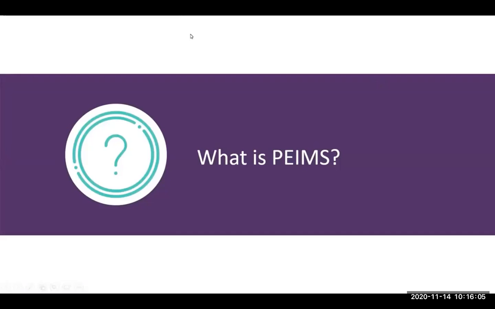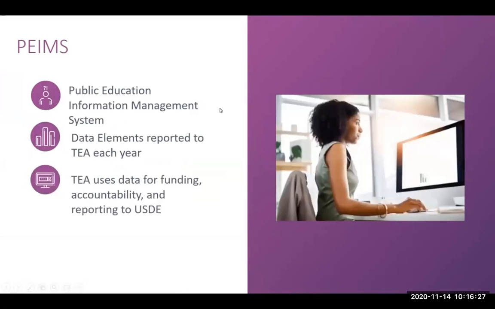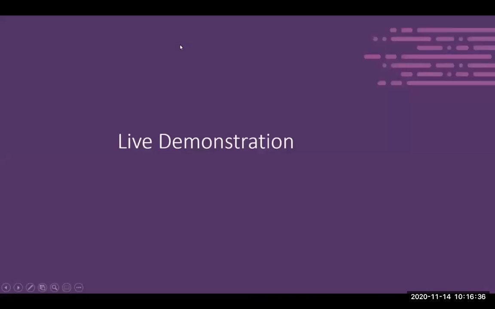Okay. First, yeah, you can just click. So everybody, this is Tiffany. I'm going to be doing this part of it. So let's first go through a quick review of what is PEIMS. PEIMS stands for Public Education Information Management System. It's a way that the data elements are reported to TEA each year. And then TEA is going to take that information used for funding, accountability, and reporting and report that to the Department of Education, which I believe now takes us to our demo.